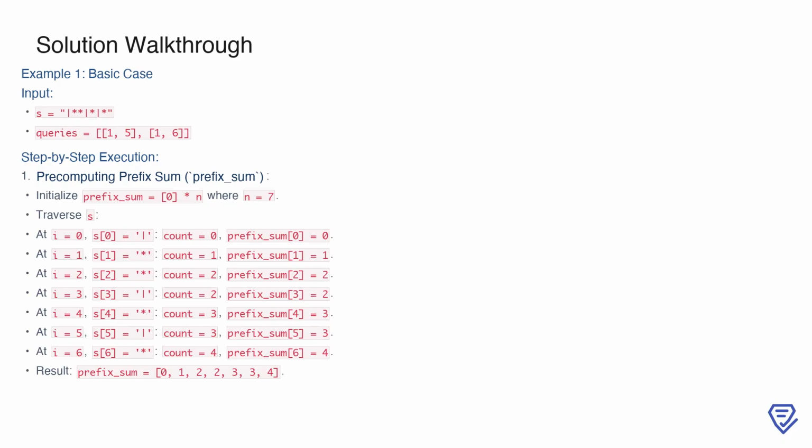To solve this, we first pre-compute a prefix_sum array to track the cumulative count of plates up to each index. Starting with an initialized array of zeros, we traverse the string character by character. For positions with a plate, we increment our running count and store it in the prefix_sum array. For positions with a candle, the count remains unchanged. By the end of this traversal, the prefix_sum array gives us a quick way to determine the number of plates in any range with just a subtraction. For this example, the resulting array is 0, 1, 2, 2, 3, 3, 4, where each value corresponds to the cumulative count of plates up to that index in the string.